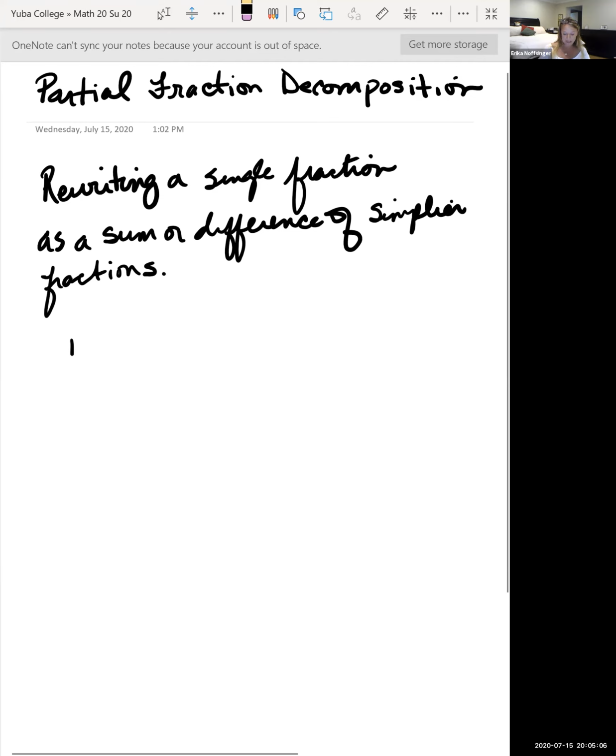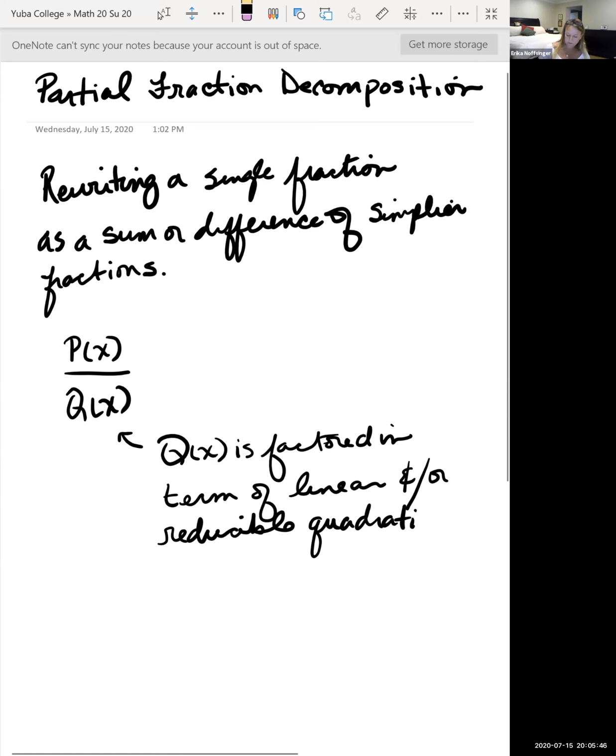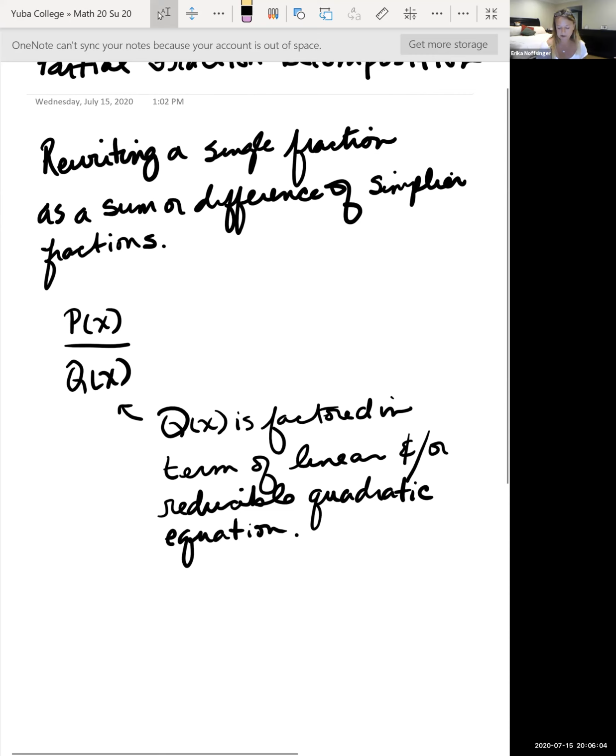So let's say we have some p of x all over q of x. Q of x can be factored in terms of linear and/or irreducible quadratics. So we looked at being able to factor different polynomials and rewriting it in terms of linear and/or quadratic factors where that wasn't reducible over the real numbers. And so that's what we want to do with our denominator. Depending on what type of factors we have depends on how we're going to rewrite that.